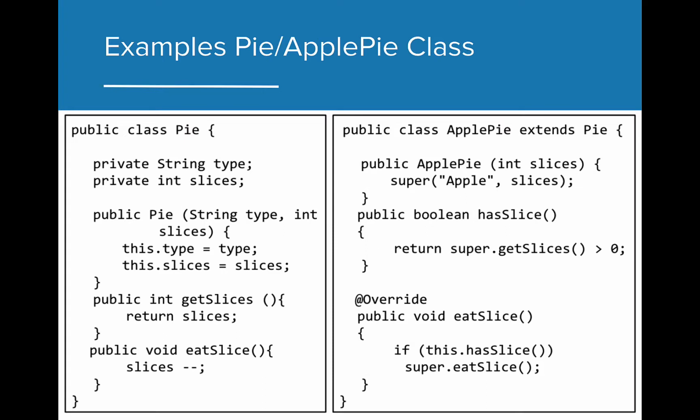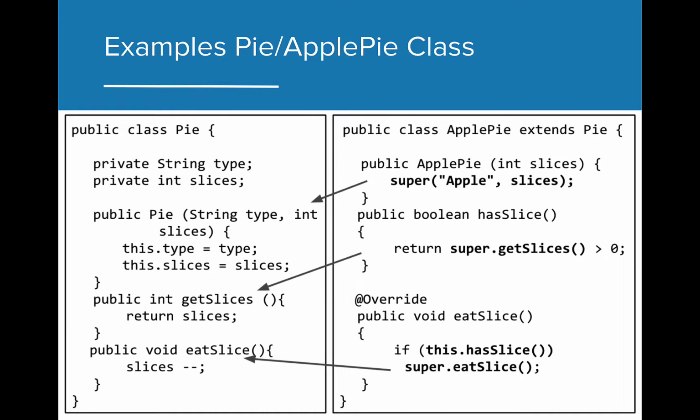In this second example, we see that the apple pie class is extending the pie class. Once again, the constructor calls the superclass constructor and passes two parameters. We also see the two calls to superclass methods using the super keyword, and one call to the apple pie has slice method using the this keyword.